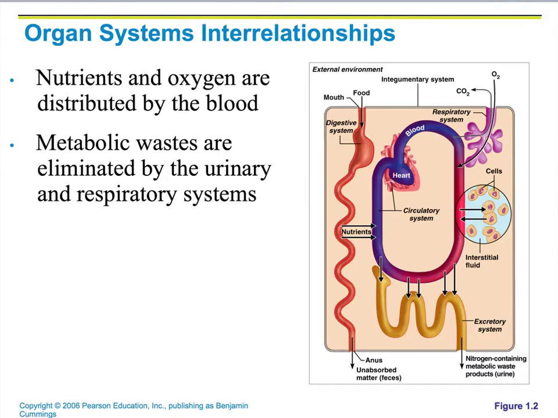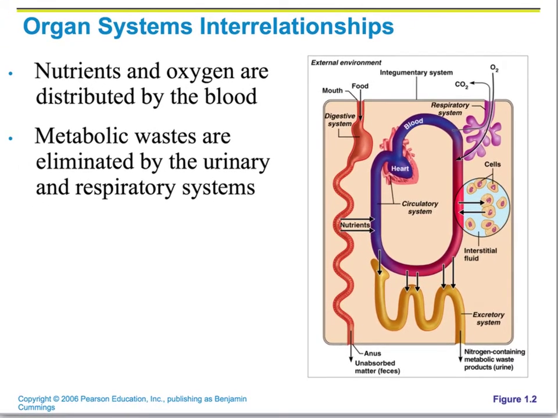You have the integumentary system, which is the skin again, and then we have the food that's ingested by the digestive system, which absorbs nutrients into the circulatory system. The waste is excreted into the excretory system, which helps get rid of it. You have the respiratory system delivering oxygen to all the tissues in all the organ systems. So they're all interrelated with each other.